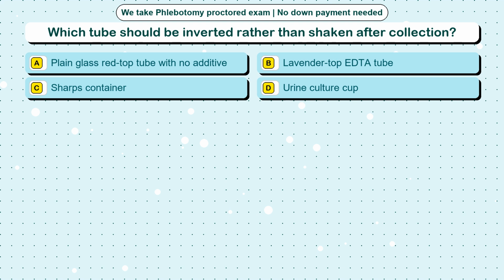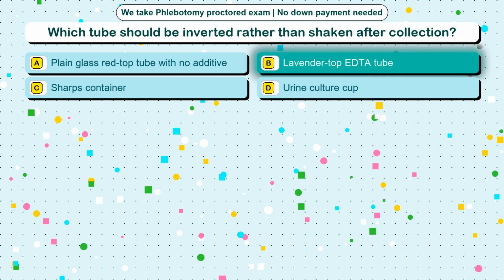Option A. Plain glass red top tube with no additive. Option B. Lavender top EDTA tube. Option C. Sharps container. Option D. Urine culture cup. The correct answer is option B.